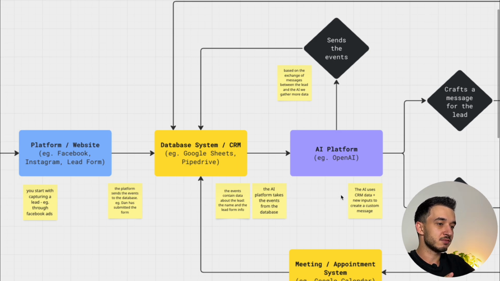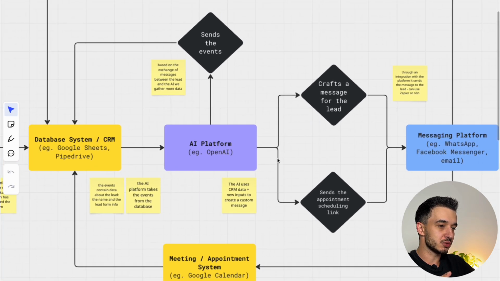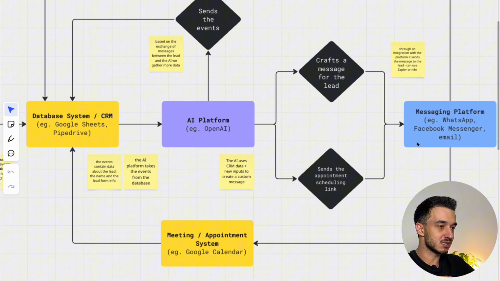Then the AI platform takes the events from the database. The AI uses the CRM data and the new inputs to create a custom message. So it does two things. It crafts a message for the lead and then the lead responds and the process continues. Or it sends the appointment scheduling link. When it sends the appointment scheduling link, the process continues with the lead going to your meeting or appointment system.